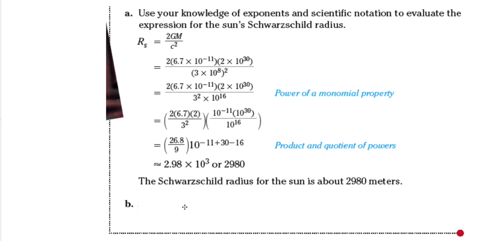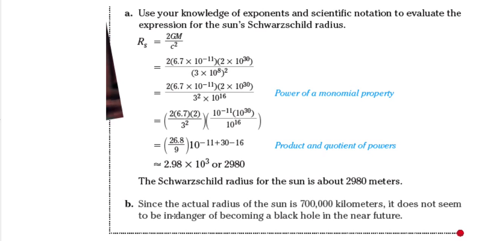So the Schwarzschild radius for the sun is about 2,980 meters. Now take a look at example B, and let's see if our sun is in danger of becoming a black hole in the future. Since the actual radius of the sun is 700,000 kilometers, it does not seem to be in danger of becoming a black hole in the future. The sun is not big enough to become a black hole. Okay? And that's how we use scientific notation and our rules for exponents to answer these types of problems.